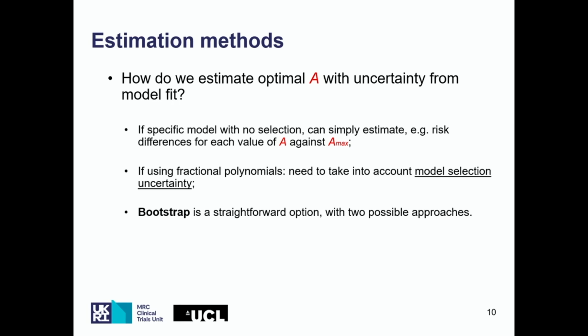However, if we are using the fractional polynomials, as we are arguing for, for situations where we don't really know what the shape of the treatment response curve might be, then fractional polynomials involve choosing a model from a set of plausible models. So we have to allow for the fact that we are uncertain about what is the best model, and in order to do that, what we can do is use Bootstrap to estimate the optimal duration.